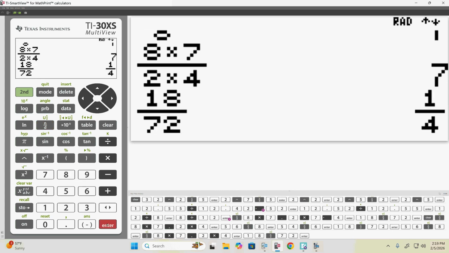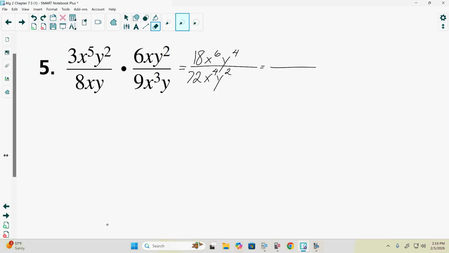18 over 72 is 1/4, so we do have 4 on bottom. x to the 6 over x to the 4th. When we divide like bases, we subtract the exponents, so 6 minus 4 is 2. Since it's bigger on top, it will stay on top. y to the 4th over y squared: 4 minus 2 is 2. Since it's bigger on top, it'll stay on top. Telling us it's x squared y squared over 4.